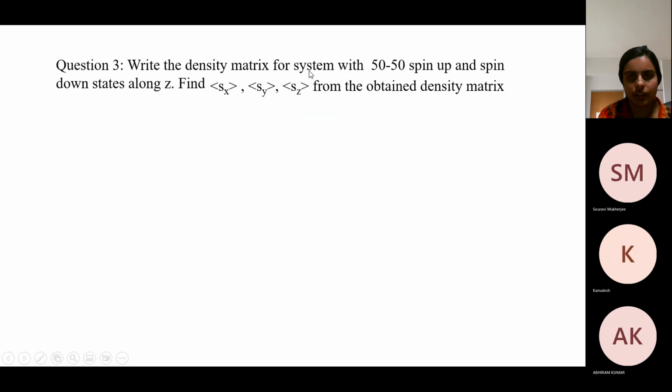Okay, right. So now in this question, you are told that your system is in 50-50 spin up and spin down state along Z. So first tell me how the density matrix of the system should look. So what basis vectors will you choose?